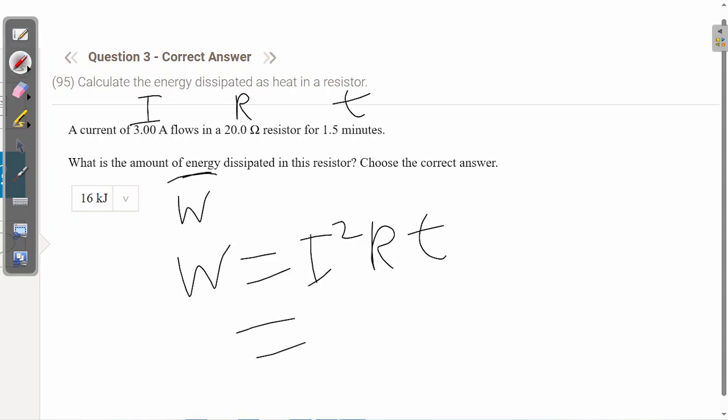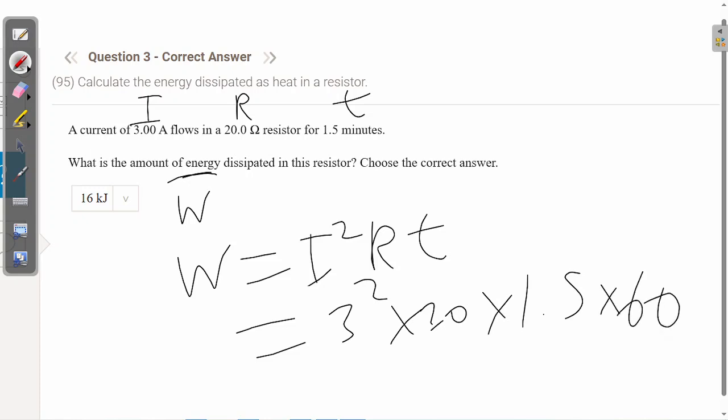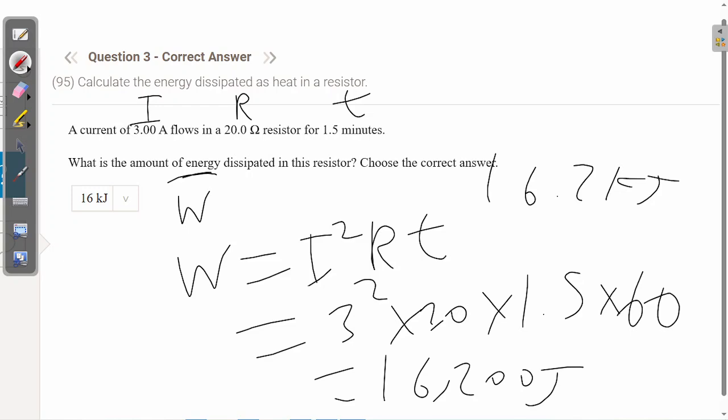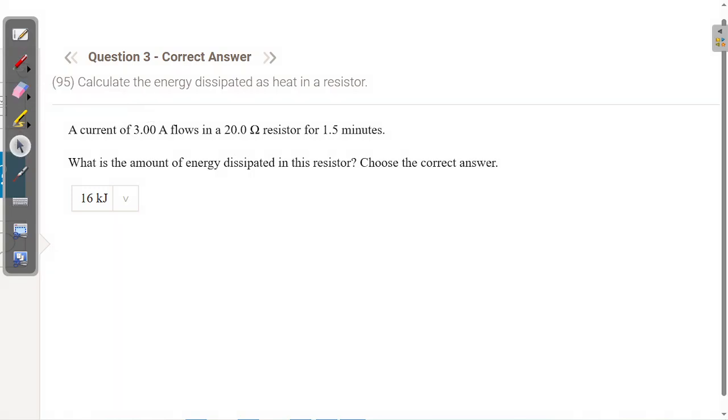Okay, so just substitute the values. 3² times 20 times 1.5 times 60 to make it into seconds. So you will get 16,200 joules, which will be 16.2 kilojoules, but they didn't put that, they just rounded it, so it's 260.